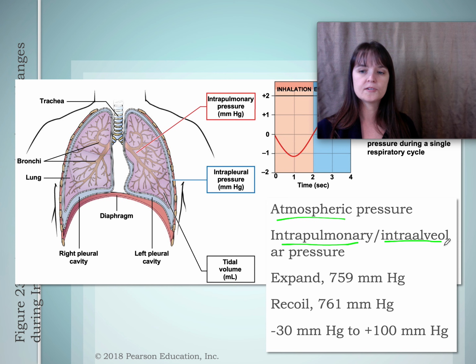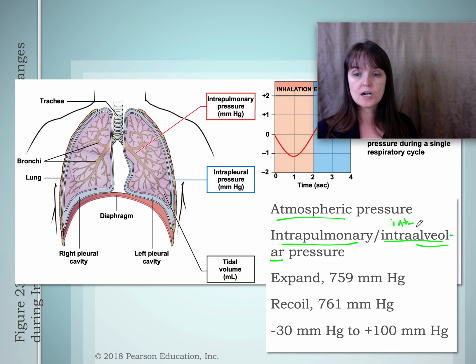Okay. So atmospheric pressure is the pressure outside the body. Intrapulmonary or intraalveolar pressure is the pressure inside the lungs, or more specifically inside the alveoli if it's intraalveolar pressure. And remember, there's a difference between inter and intra. I don't remember us having this conversation yet this semester, so let's have this conversation now.